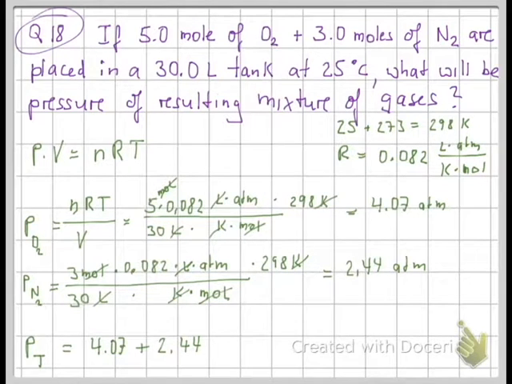2.44 atmospheres. I can't. I'm spastic. Sorry, it was a long night. Both are in atmospheres. Equals 4.07, 6.51. I think so. 6.51 atmospheres. However, let's fact check.